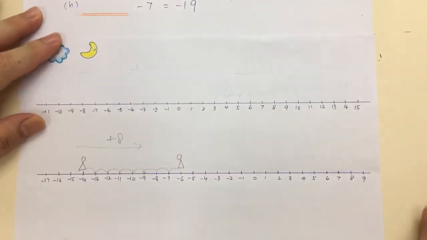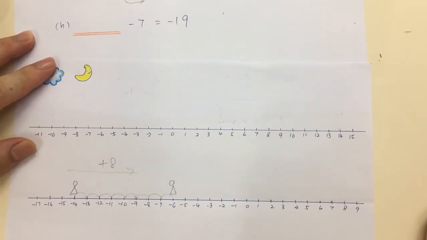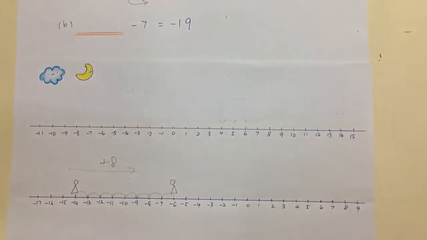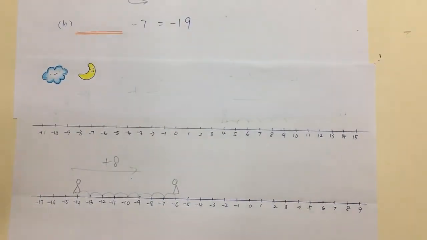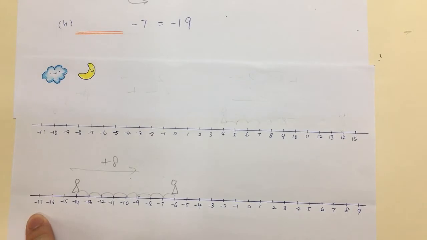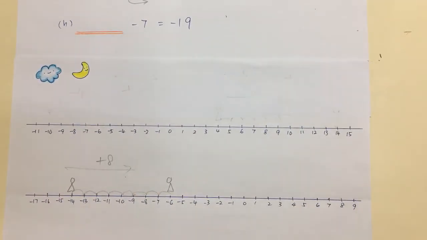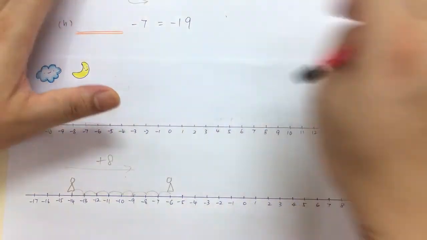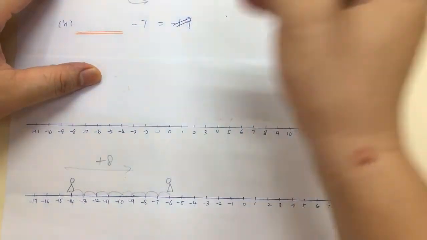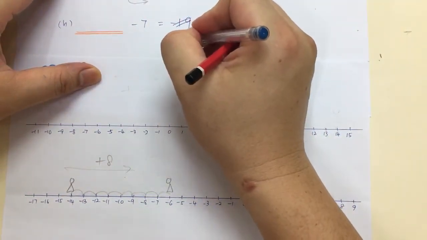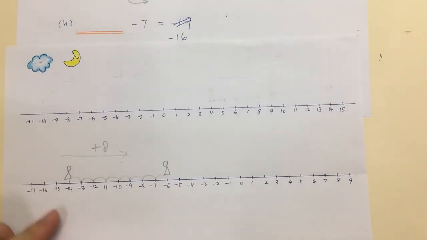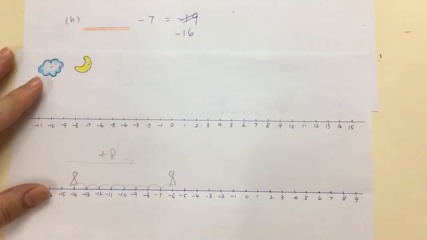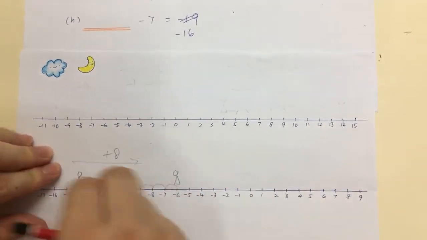Okay, and then we have H. This is 19. Oh, this is negative 19. It's longer than my line. Maybe I change it to negative 16. Okay, so let's cancel out this one. We replace it with this one, negative 16, because it's out of my line. Can you see that? Okay, wait for a moment. Let me erase it.